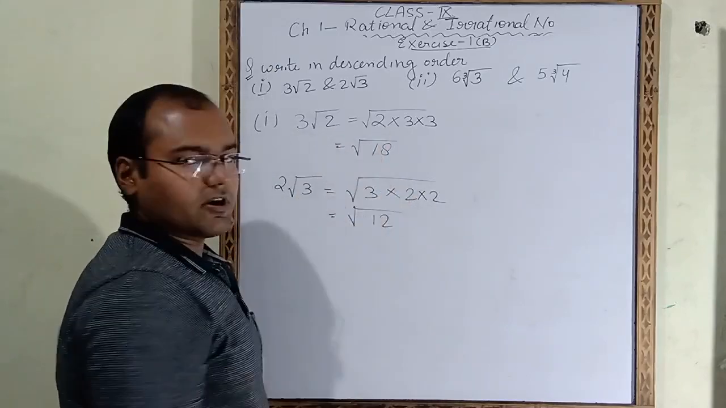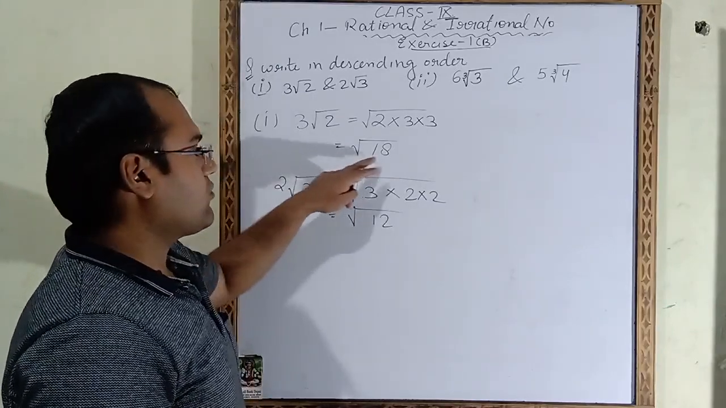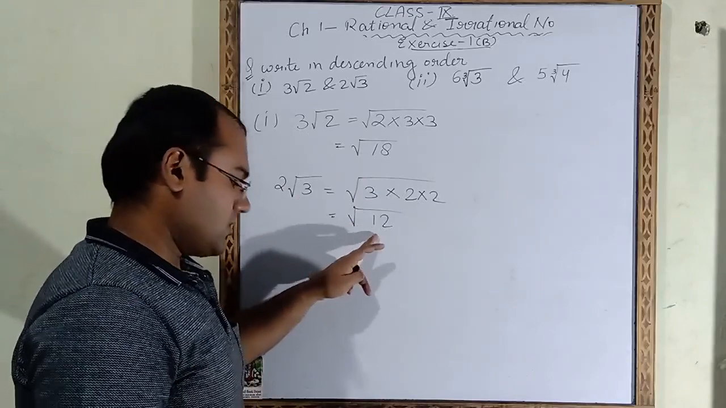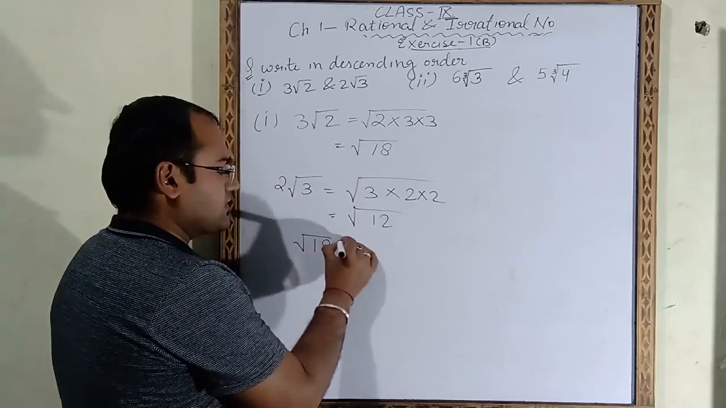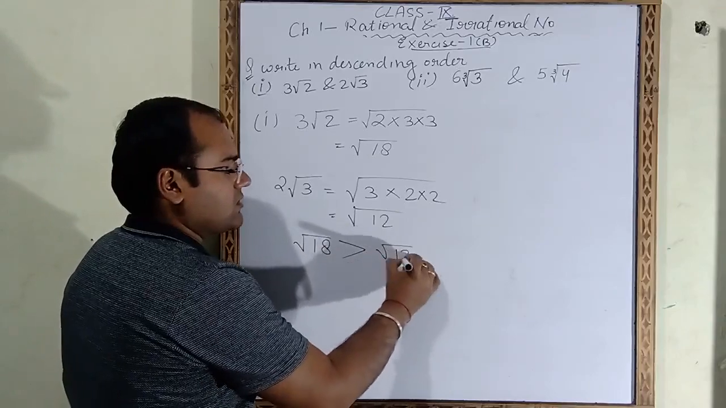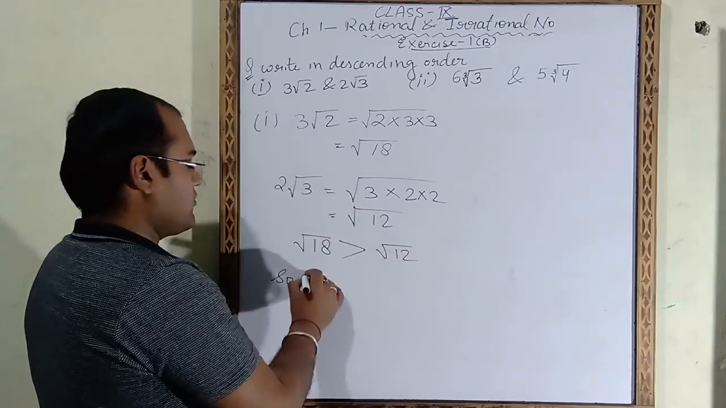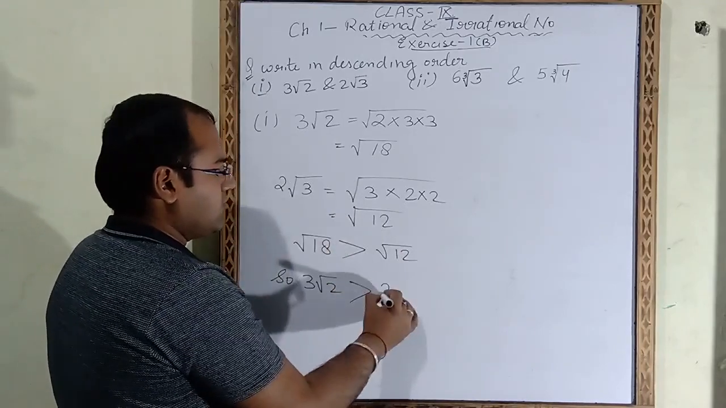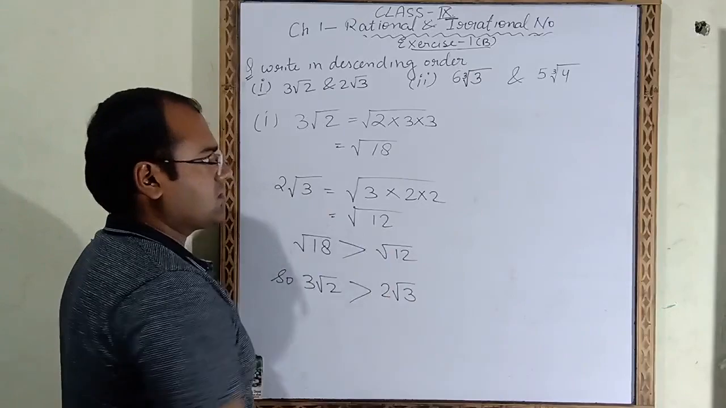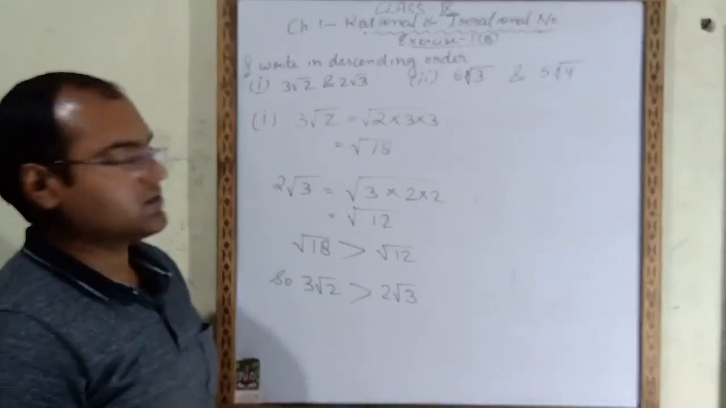These two we have now solved. Clearly we can see which one is greater. This is square root 18 and this is square root 12. Which one is greater? Square root 18 is greater than square root 12. So we can say 3 root 2 is greater than 2 root 3. So like this you have to solve this.